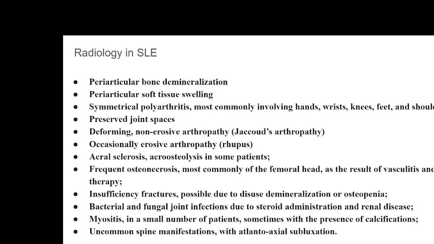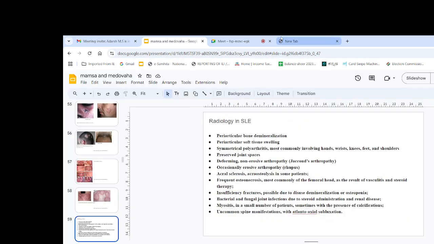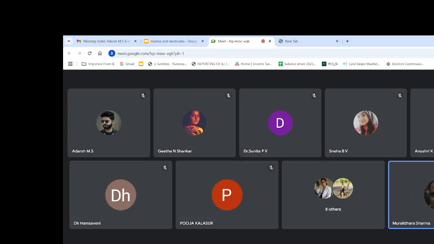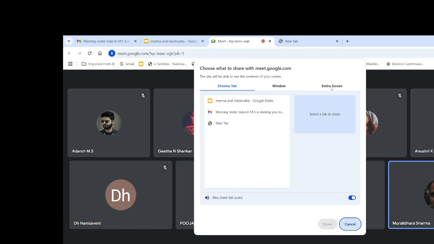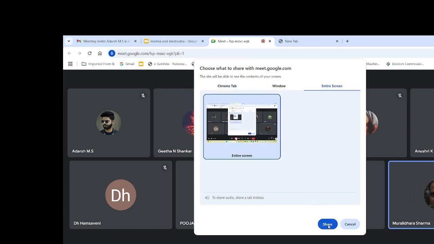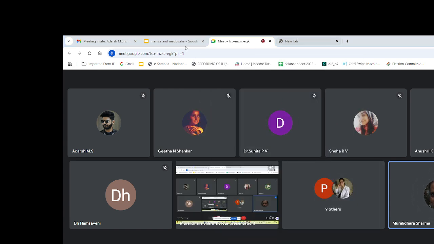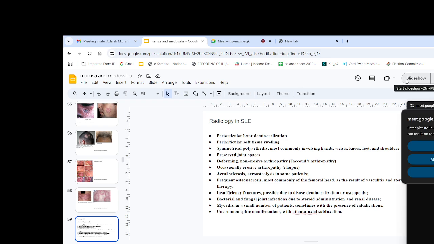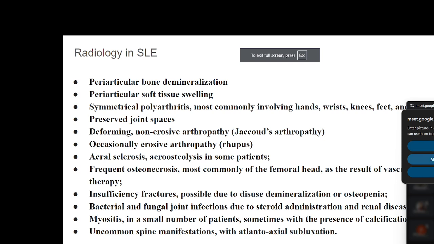Sir, the screen is not visible, sir. Sorry, screen is not visible. Is it visible now? Yes, sir.